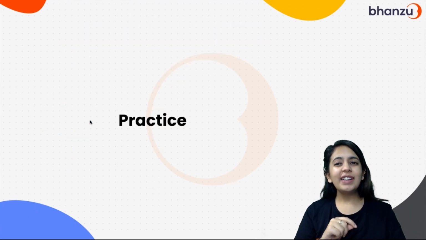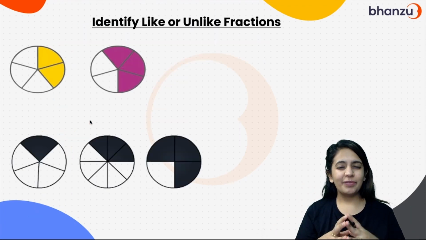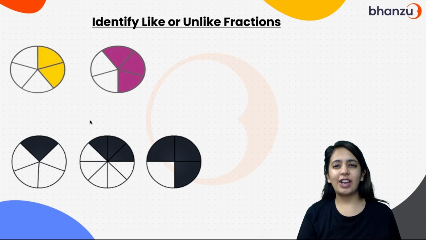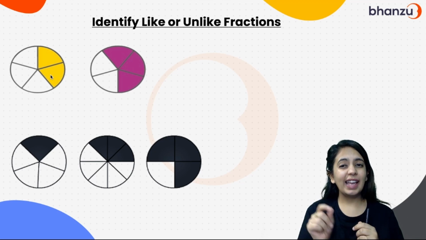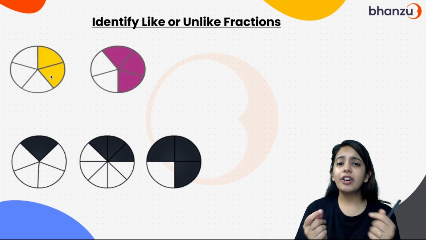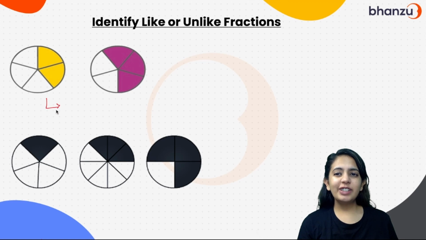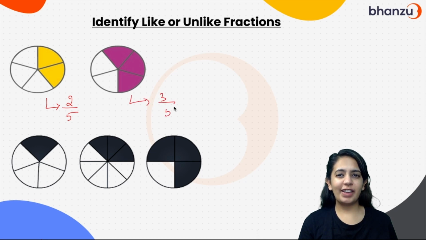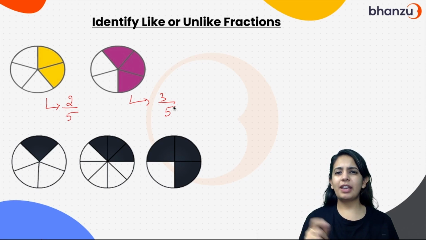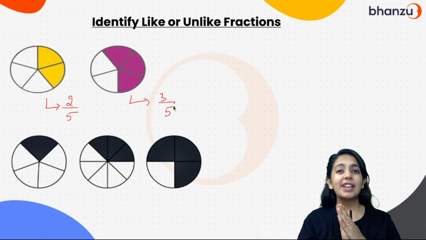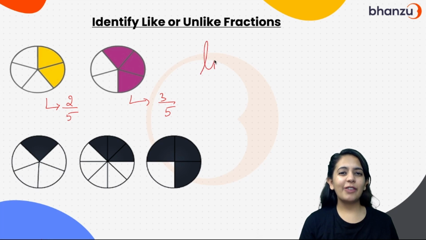Now let's practice the last question of the day. Identify them as like and unlike fractions. So first things first, you have to find out the fraction here, then compare if they are like fractions or unlike fractions. So here in the first one, 2 parts are colored out of 5. So therefore the fraction is 2/5. And in the next one, 3 parts are colored out of 5. That means the fraction is 3/5. So look at the denominators and tell me, are these like fractions or unlike fractions? Because the denominators are the same, these are like fractions.